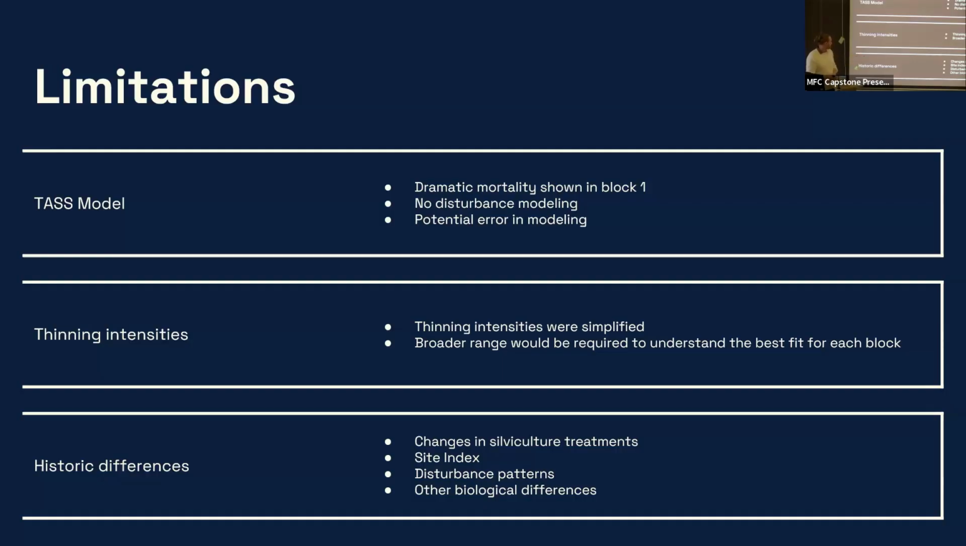And then the last limitation would be historic differences. So changes in silviculture treatment, site index, disturbance patterns, as well as other biological differences play heavily into these blocks and would affect modeling. But anyways, thank you.